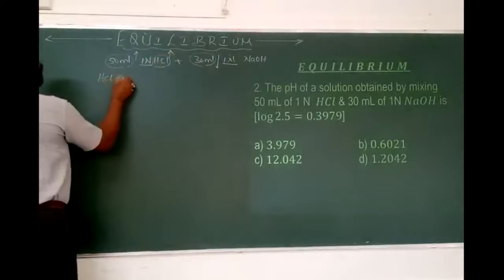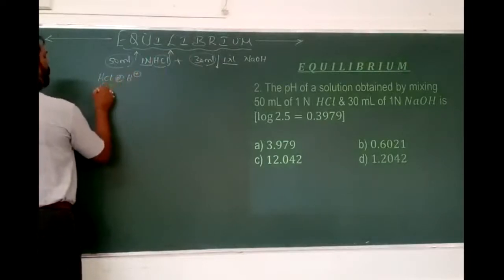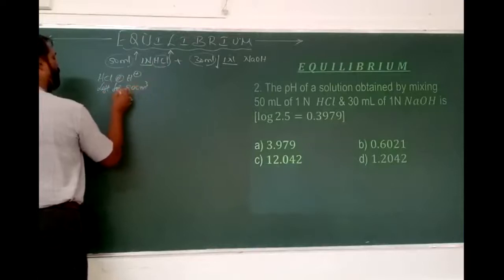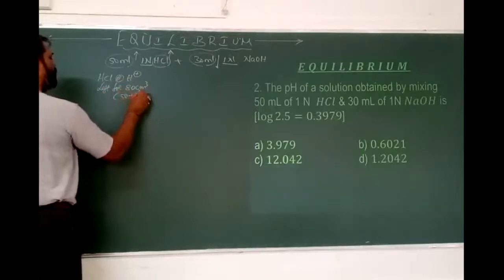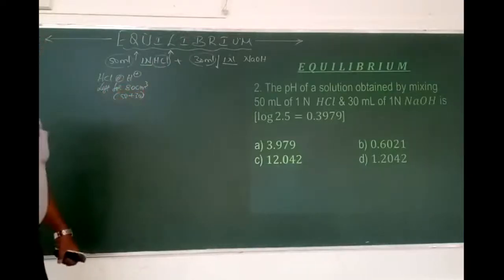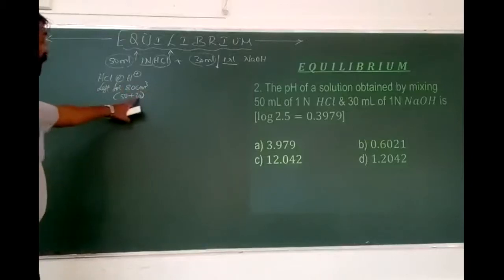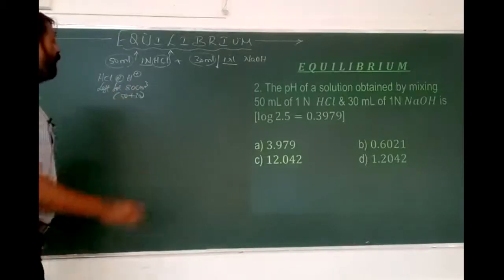HCl, or indirectly H plus, is left for 80 cm3. How am I getting 80 cm3? Because it is 50 ml of HCl and 30 ml of NaOH. Total it becomes 80 ml.